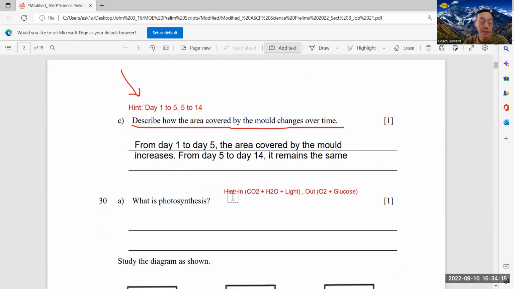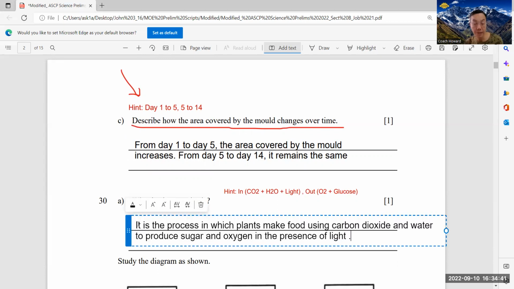So I put the hint here. You must say that photosynthesis is the process in which plants make food using carbon dioxide, light, and water to produce sugar and oxygen. So you must mention it is a process. So this is the answer that you should put.